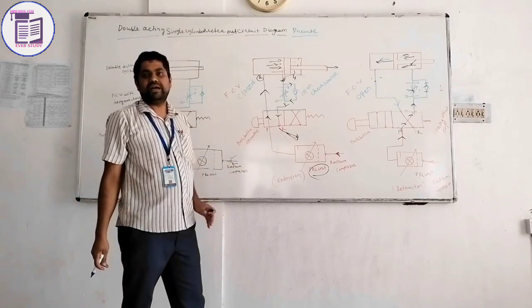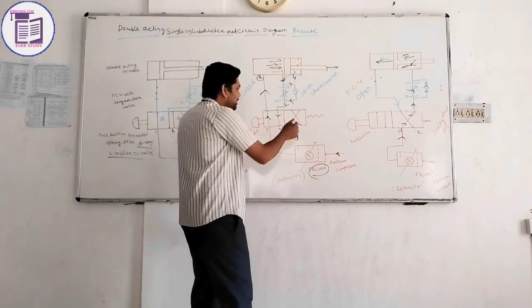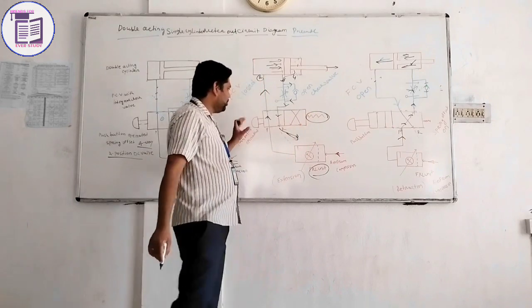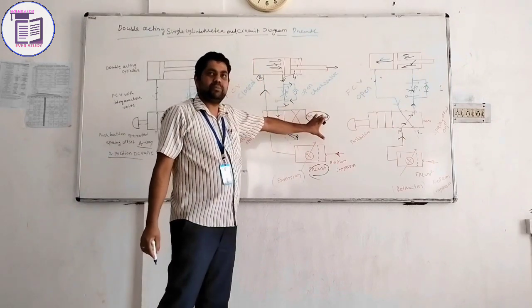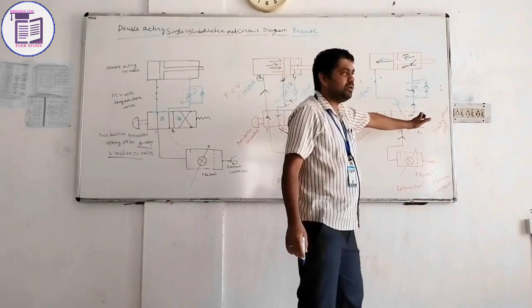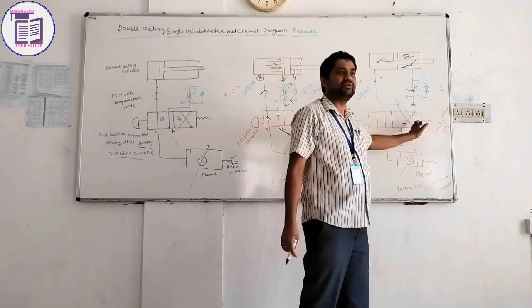The second one is your second position, when the spring offset is on. So this is when your push button is on. When your spring offset button is on, then position number 2, the right hand side, is activated.